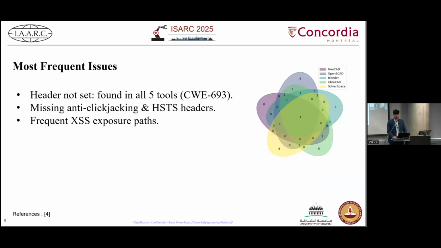The most frequent vulnerability that was common in all 5 CAD tools was something called header not set, which comes with the vulnerability ID 693. This refers to missing or improperly configured HTTP headers that are critical for web application security. It's closely related to missing anti-clickjacking headers and the absence of HTTP Strict Transport Security. So all 5 of these CAD websites are not following this particular protocol.